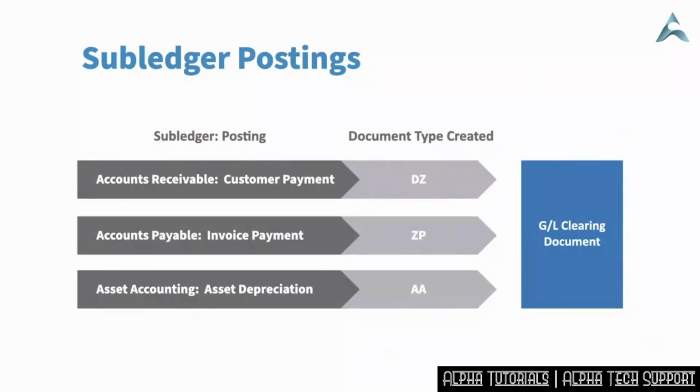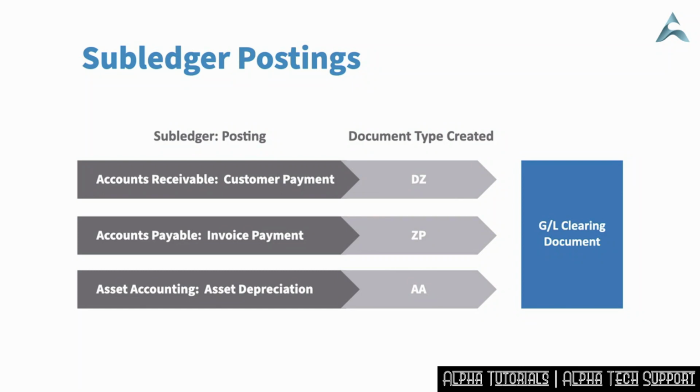When a posting occurs in a subledger, an accounting document is created. The document is the record generated in SAP every time a transaction is executed. The document type is a way to categorize the transactions, and this allows for effective reporting downstream. These postings in a subledger are automatically posted in the general ledger, and clearing documents are created.